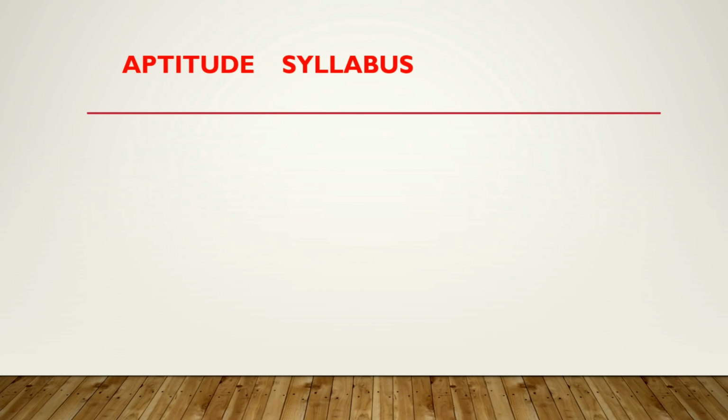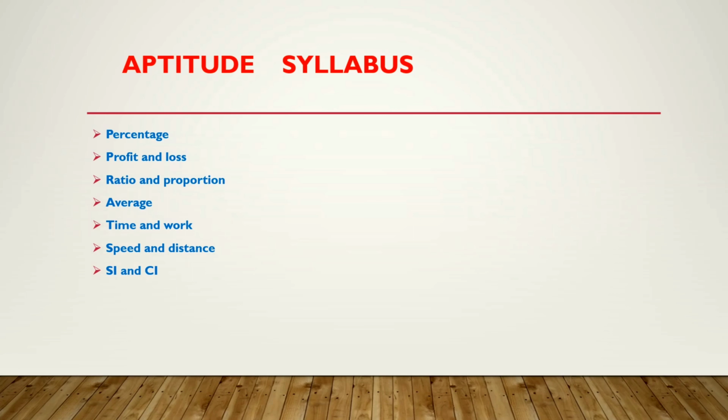First is the aptitude syllabus: percentage, profit and loss, ratio and proportion, average, time and work, speed and distance, simple interest and compound interest, elementary statistics and data interpretation. If you go through these topics and practice questions from them, then you will be able to clear the aptitude round for sure. The maximum number of questions were asked from data interpretation and elementary statistics in previous TCS exams. So please practice a lot of questions from those two topics.